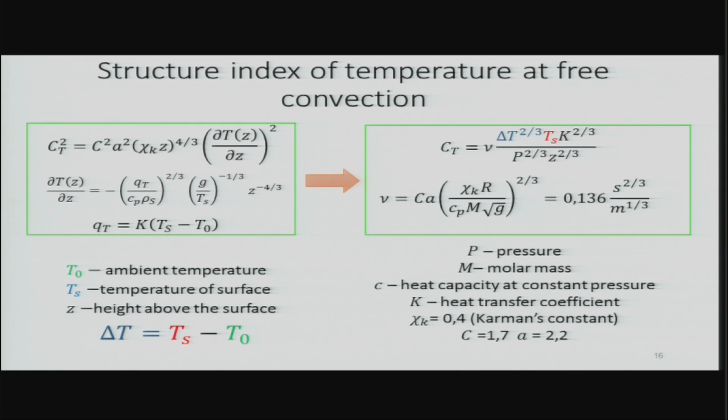So let's begin with describing the structure characteristic of temperature. We can use the model of free convection. We can use the average gradient of temperature in the flow. And we can get with easy derivation the formula which connects the structure characteristic of temperature with the temperature of the surface. Of course, the structure characteristic of temperature depends on the height from the surface.